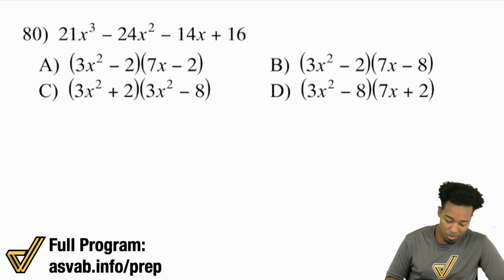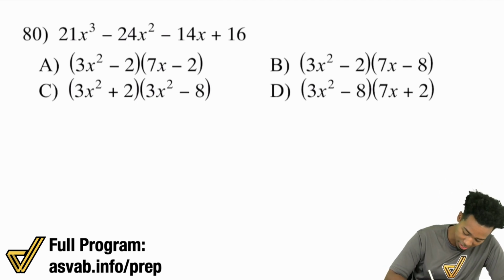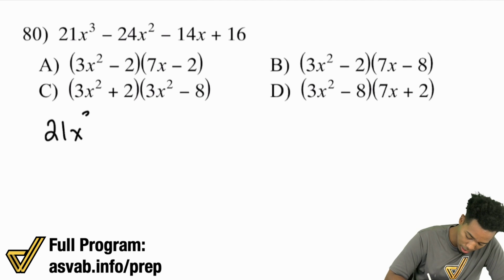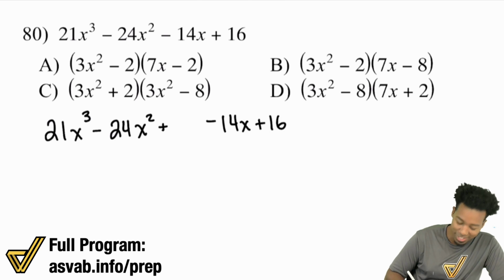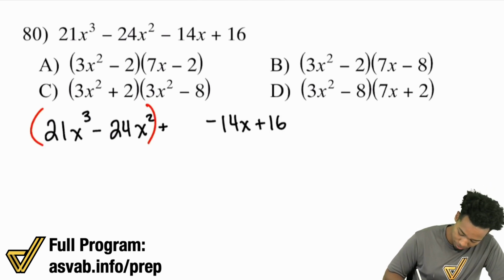Okay, so let's take care of business. 21x cubed minus 24x squared. I see there's a minus there, but I'm going to add and keep the negative with the 14, because again, you want to keep the signs on the terms. I'm going to group up this first one, and I'm going to group up this second one.